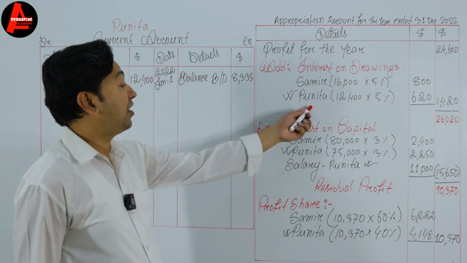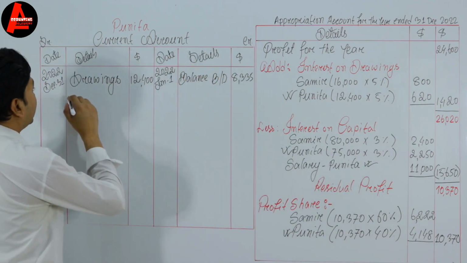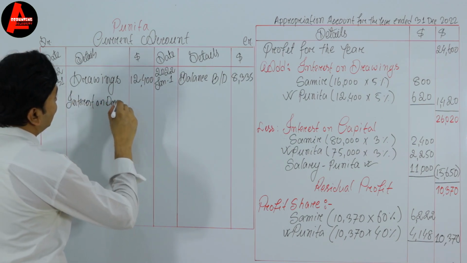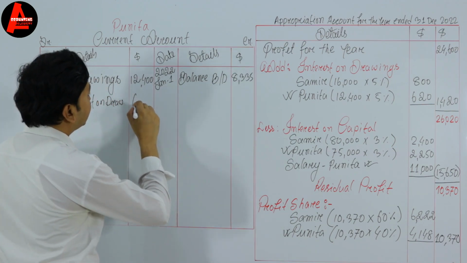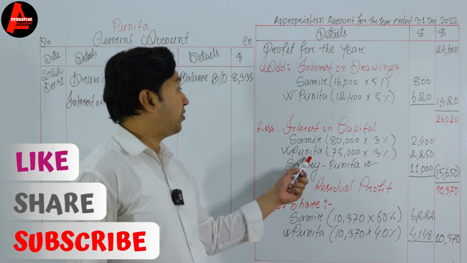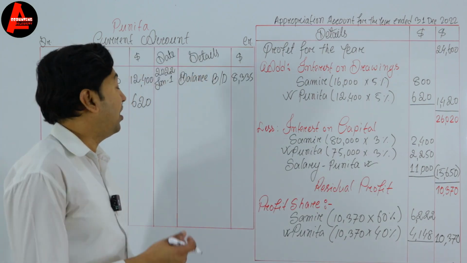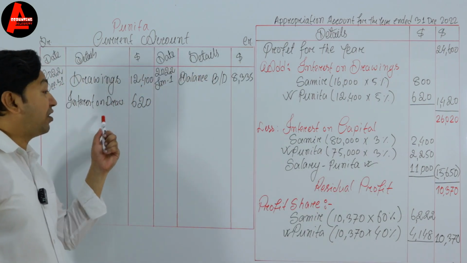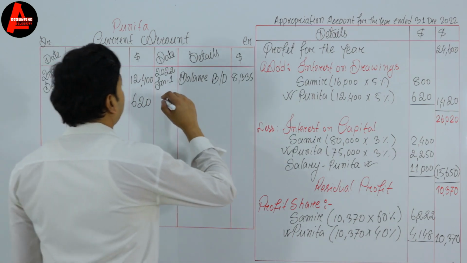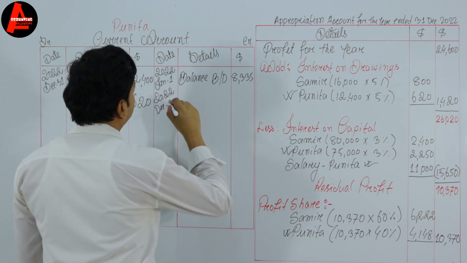Now we will take interest on drawings. Here it is Punita $620. So let us write here interest on drawings. Here we calculated $620. Then we have interest on capital Punita, it is $2,250. As I told you, except drawings and interest on drawings, all others will be recorded here on the credit side. So let us write here the date, 2022 December 31st, closing date.